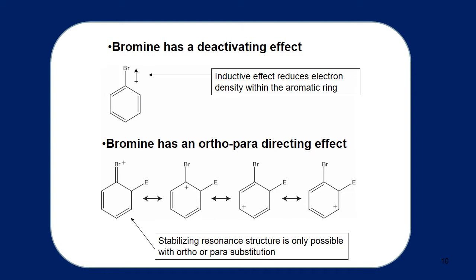So in the case of nitrates and bromines, we have two different types of directing effects. Nitrates direct meta, bromine directs ortho-para.